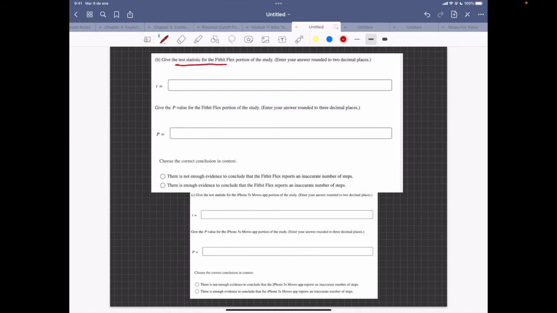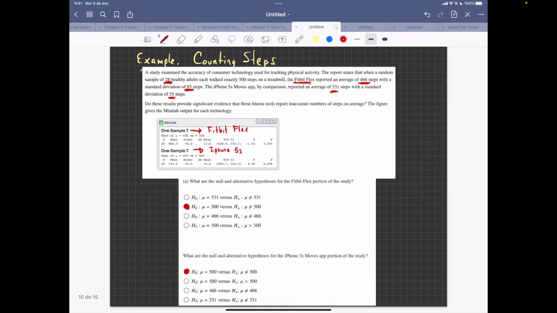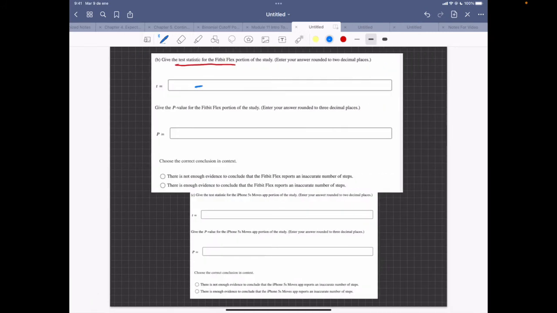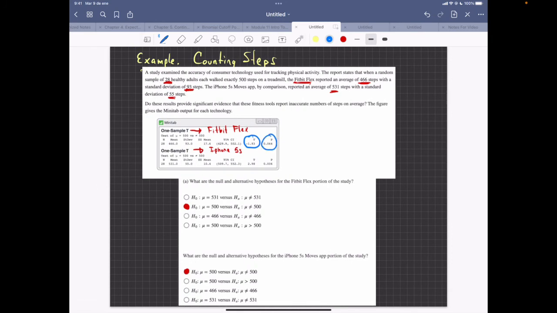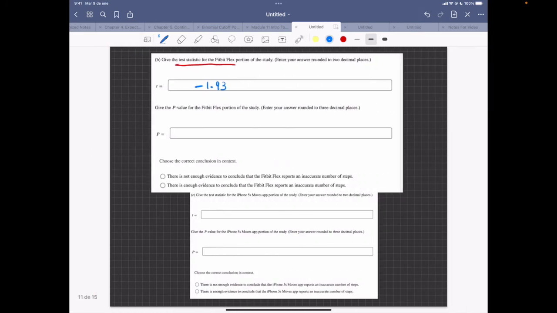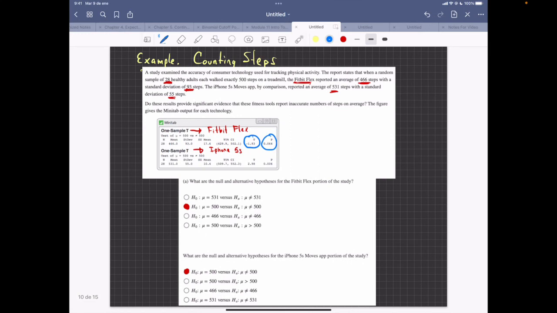Now, what is the test statistic for Fitbit Flex? For Fitbit Flex, only check this one. The value for t is this one, negative 1.93. The p-value, this one, 0.064. So what do we do here? Use alpha. Again, it doesn't say what value for alpha we have to use, so use alpha equal to 0.05.